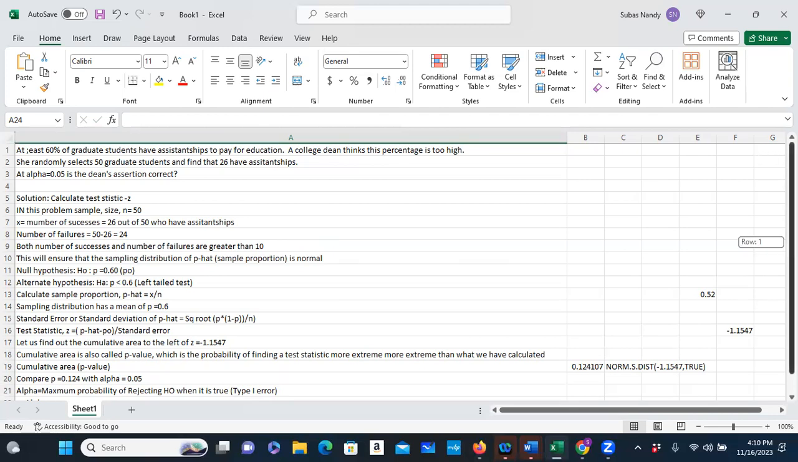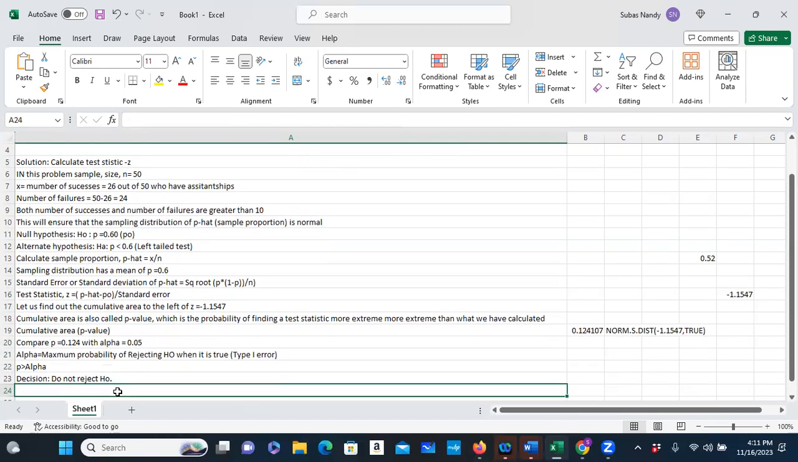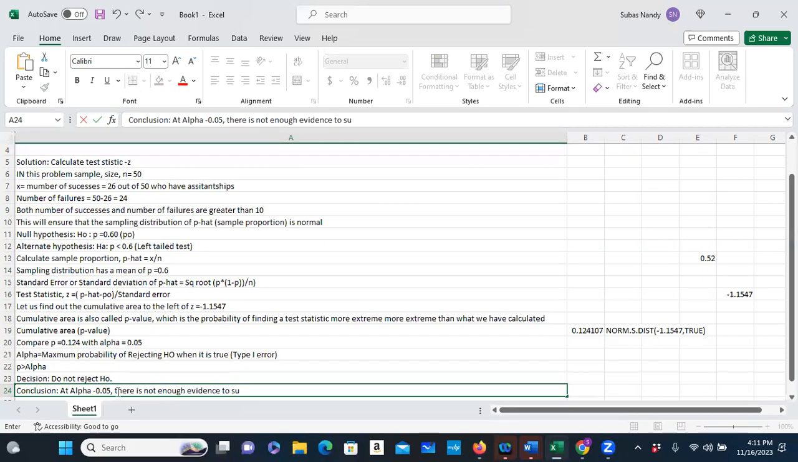Also, we can write the conclusion: at alpha equal to 0.05, there is not enough evidence to support HA, because we are failing to reject the null hypothesis at alpha equal to 0.05.